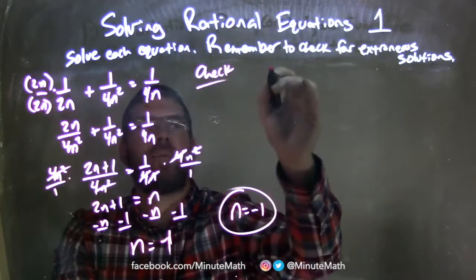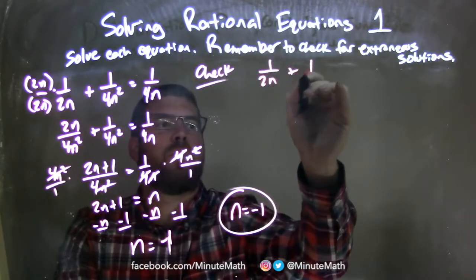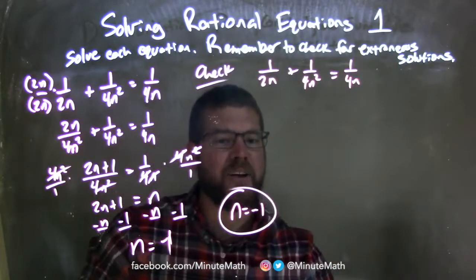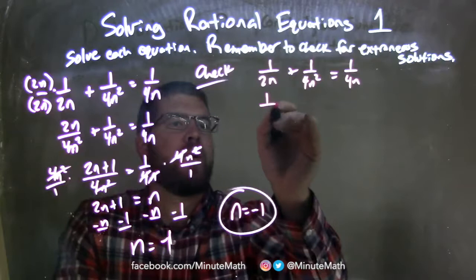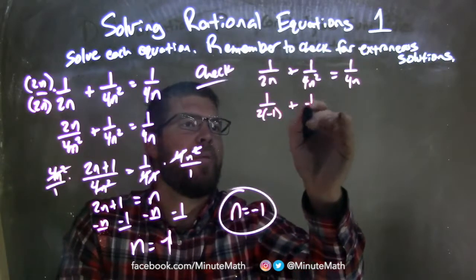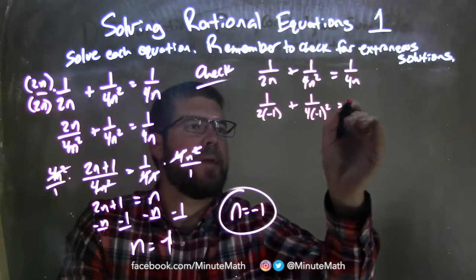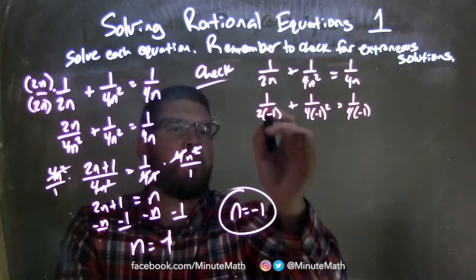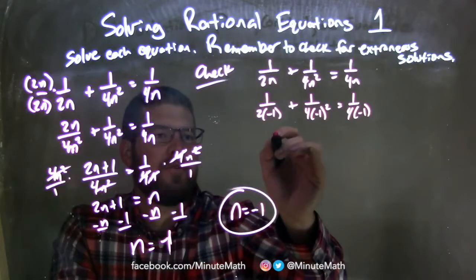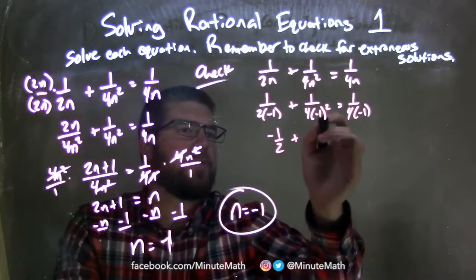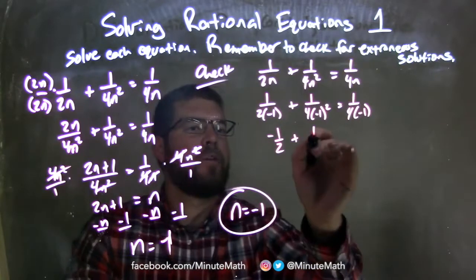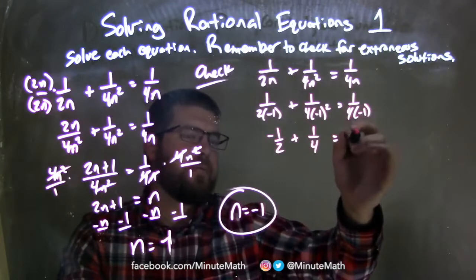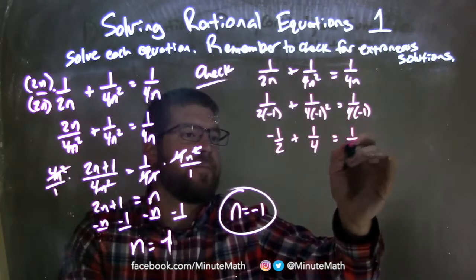So now I need to check that. To check it, I'm going to rewrite my equation: 1 over 2n plus 1 over 4n squared equals 1 over 4n. Let's plug negative 1 in for n. So we have 1 over 2 times negative 1 plus 1 over 4 times negative 1 squared equals 1 over 4 times negative 1. Well, simplify: 1 over 2 times negative 1 is negative 1 half right here, plus negative 1 squared is positive 1, plus a 1/4 equals, in this case here, a negative 1/4, right? 4 times negative 1 is negative 4, so negative 1/4.